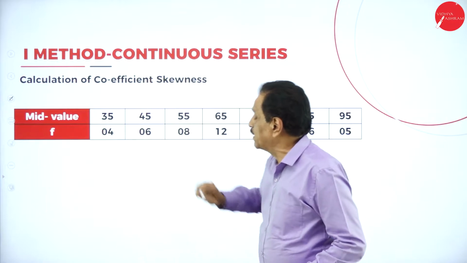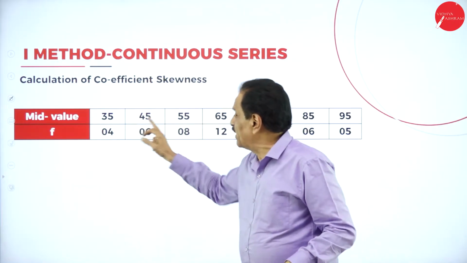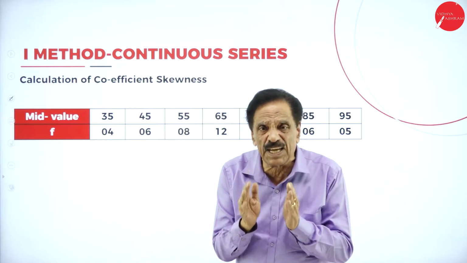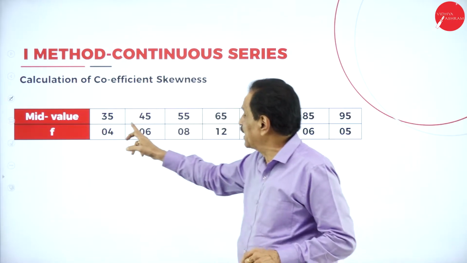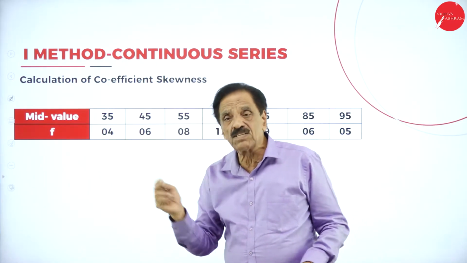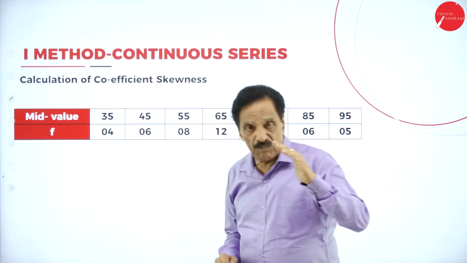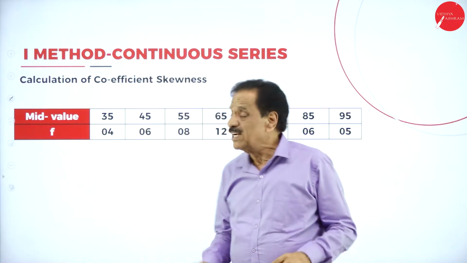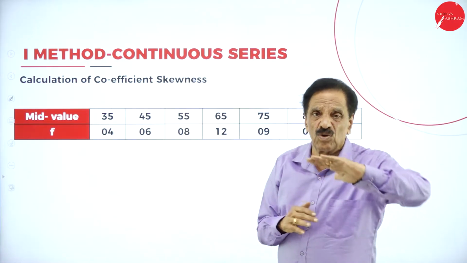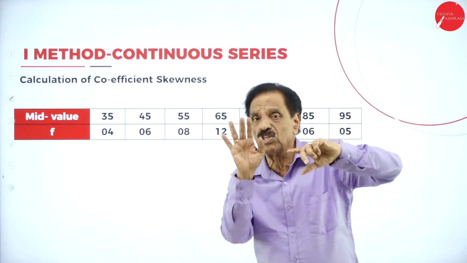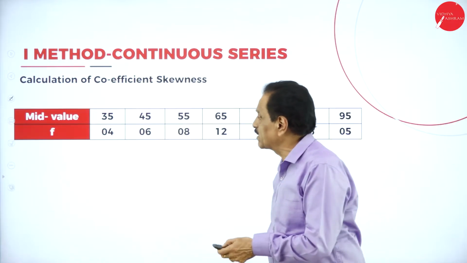Here the mid values are 35, 45. It's only a mid value, not the class. 35 to 45, how much difference is there? 10, divided by 2, 5. Deduct 5, add 5. Deduct 5 means 30, add 5 is 40. So the class starts 30 to 40. Deduct 5 from 40, add 5 to 50; deduct 5 from 50, add 5 to 60. It goes like this. So the difference is 10, divide by 2 is 5. Deduct 5, add 5. We'll construct the classes now.